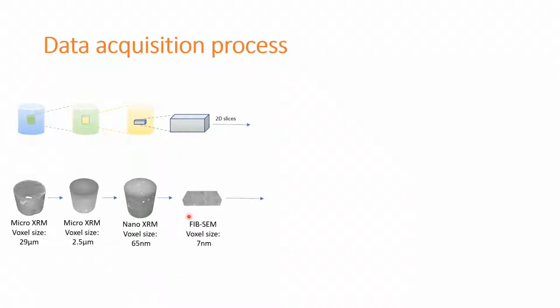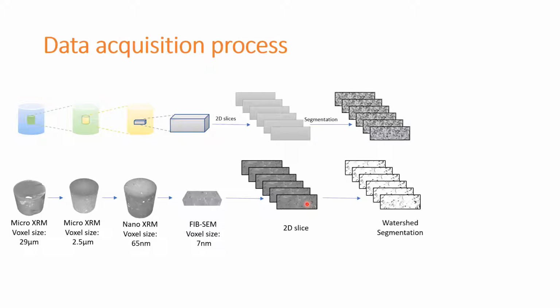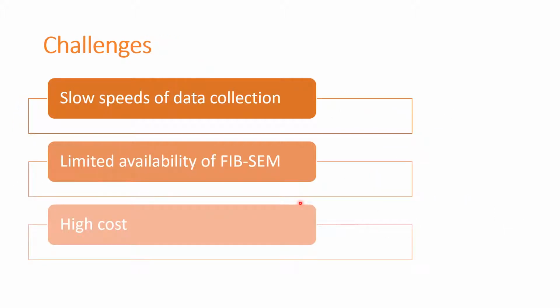Once you have your FIB-SEM sample, you have a dataset which is a good representation and can be used for segmentation to calculate the mineral properties. Here I have chosen watershed segmentation to calculate average pore size and porosity of the sample. The main challenges of this method are that the speed of data collection is very slow, the availability of the equipment is limited, and it is also a very expensive method.